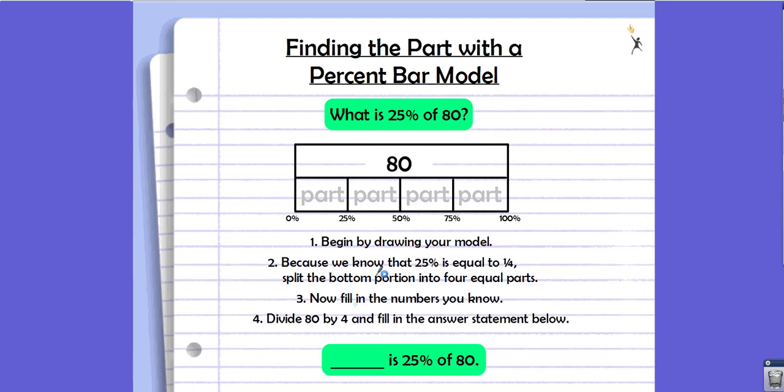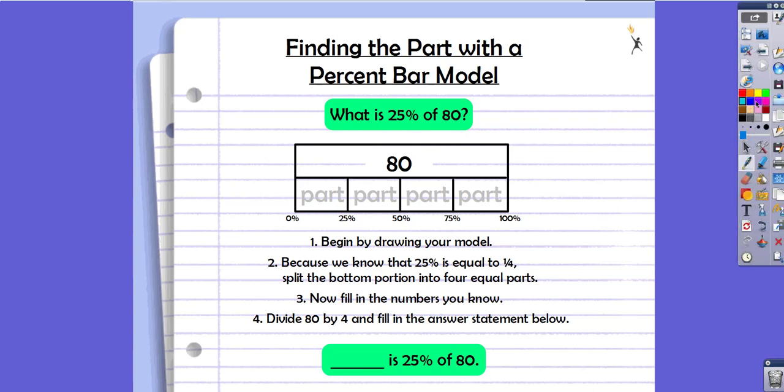And so 80 was the entire amount, which is why it was our whole. And then we know that 25% is 4 different sections for 100. That's why we have 25%, 50%, 75%, and 100%. Those were all increasing by 25. Now we're going to be dividing 80 by 4 so that we can figure out how much each one of these sections will equal. So let's go ahead and do that part.